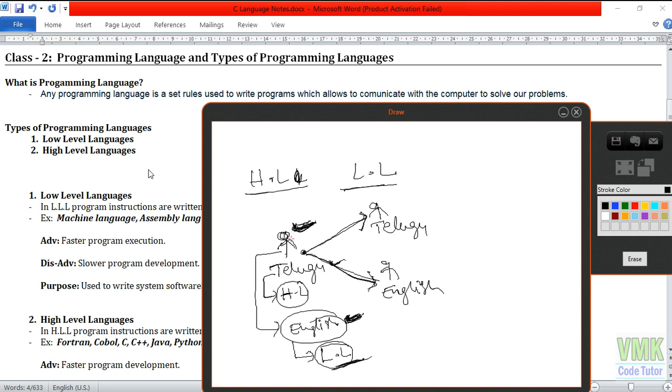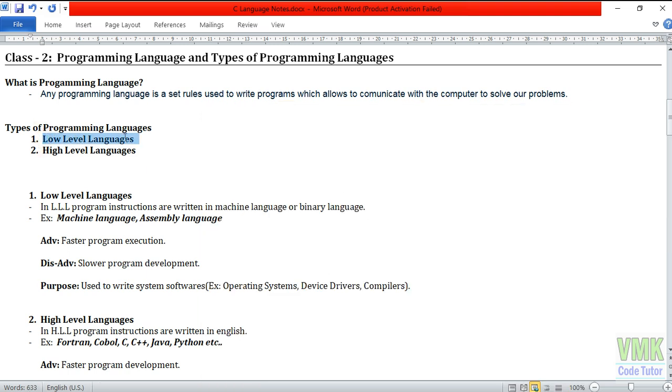So for a Telugu person, Telugu is the high level language. High level means the easy language for him. Then for this person, the English language is another language, therefore it is a tougher language, and hence it is called a low level language. So our own language is high level and other languages are low level. This is what we mean by high level and low level. Similar to this, programming languages are also of two types: low level programming languages and high level programming languages.